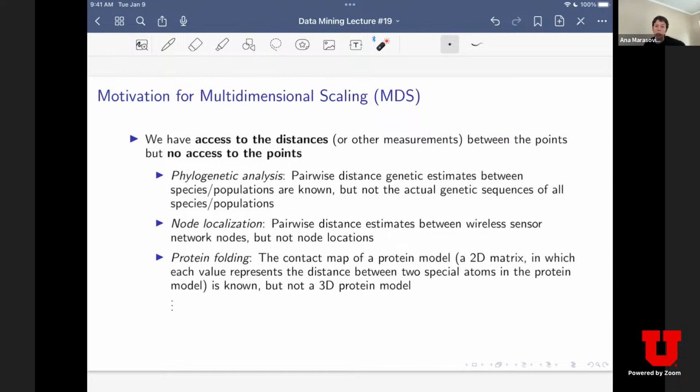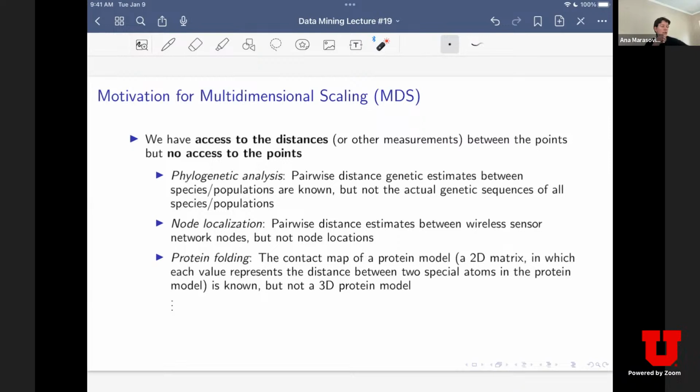So for example, in evolutionary biology, researchers use genetic data to construct phylogenetic trees, which show the relationships between different species or populations. And the genetic distance between species or populations is often used as a measure of their evolutionary distance. However, researchers do not necessarily have access to the actual genetic sequences of all species or populations, although they manage to estimate the genetic distances between species or populations. And using those distances, they can then derive these phylogenetic trees.